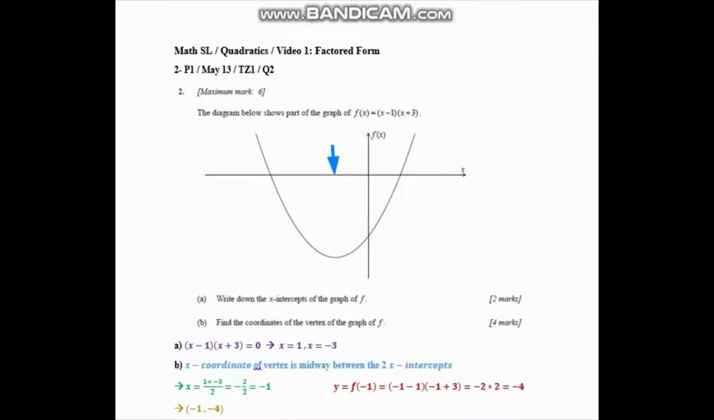However, the question requires that we find both coordinates of the vertex of the graph. So getting the x-coordinate here is not enough. I need to find the y value of my vertex, so the value on the y-axis that corresponds to my vertex. I find this by simply plugging negative 1 into my equation instead of x. So negative 1 minus 1 and negative 1 plus 3 instead of x. This gives me negative 2 times 2, which gives me negative 4. Hence, my vertex exists at point negative 1 and negative 4.